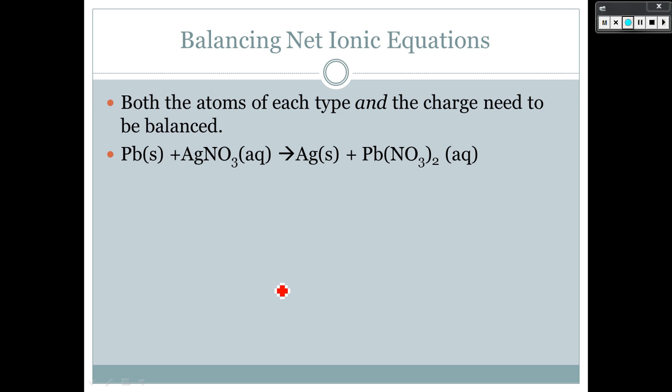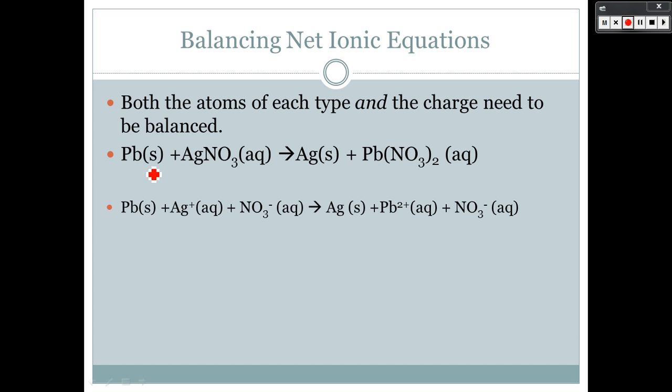So let's look at this equation. Solid lead, so this is a single displacement reaction. Solid lead is added to silver nitrate, and we get solid silver and lead nitrate. And so here, the lead is going to replace the silver. If you go and look, you'll notice that lead is higher on the activity series than silver is, so lead easily replaces the silver. And so this then is our complete ionic equation.